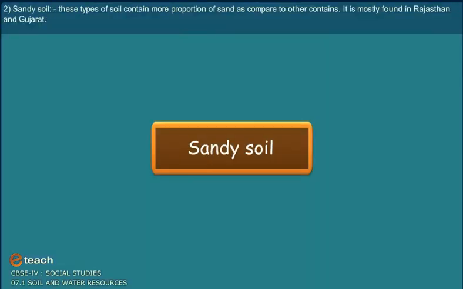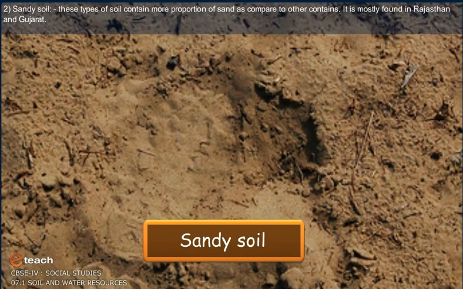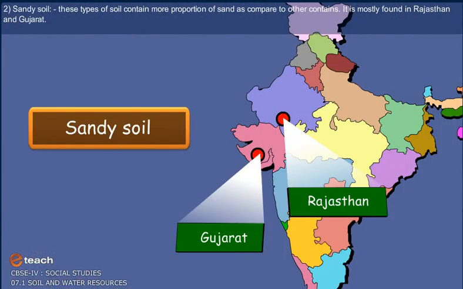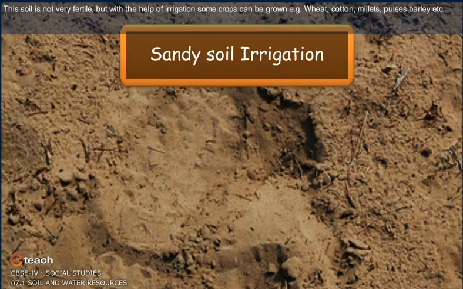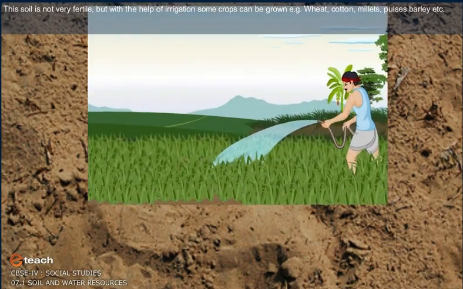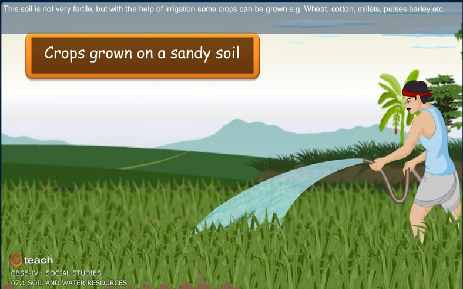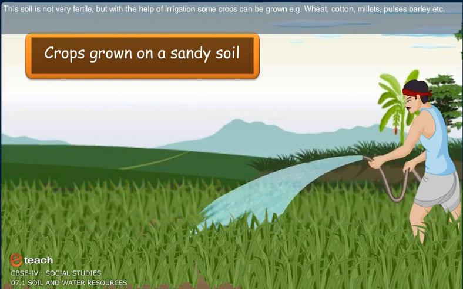2. Sandy soil. This type of soil contains a higher proportion of sand as compared to other contents. It is mostly found in Rajasthan and Gujarat. This soil is not very fertile, but with the help of irrigation, some crops can be grown. For example, wheat, cotton, millets, pulses, barley, etc.